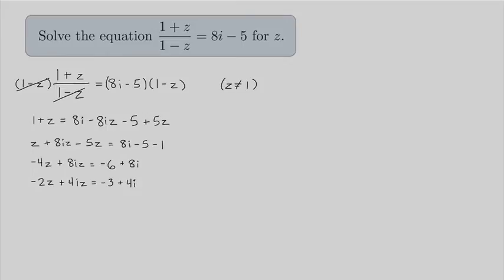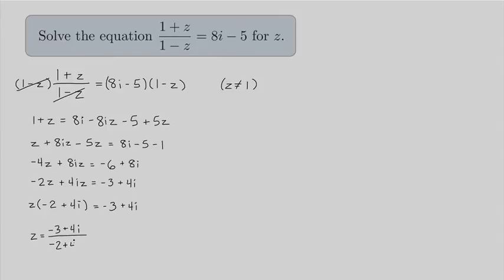And now on the left, since all my z stuff is on the left, I can factor out the z, and I have a negative 2 plus 4i left behind. And then on the right-hand side I still have negative 3 plus 4i. And so to get z by itself, I just divide both sides by negative 2 plus 4i. So I get (negative 3 plus 4i) divided by (negative 2 plus 4i).